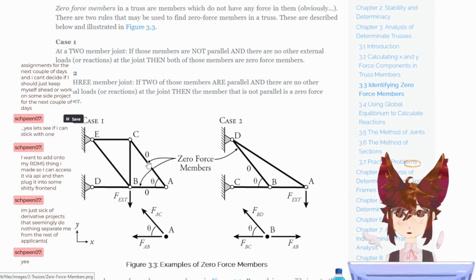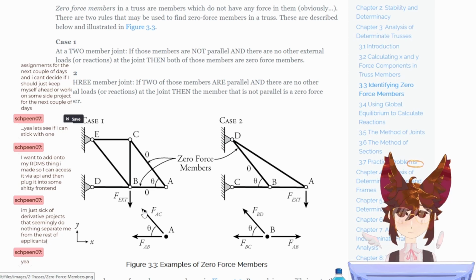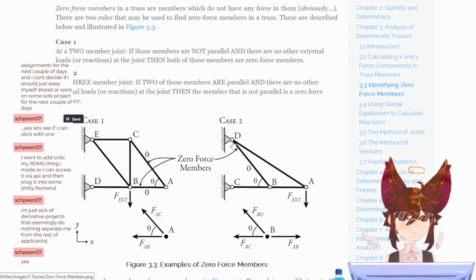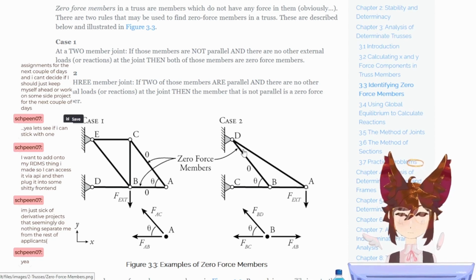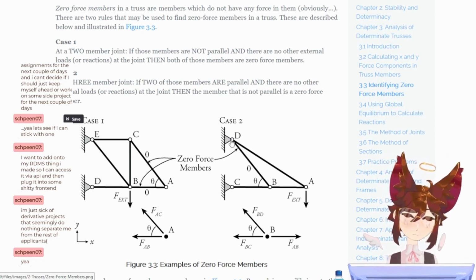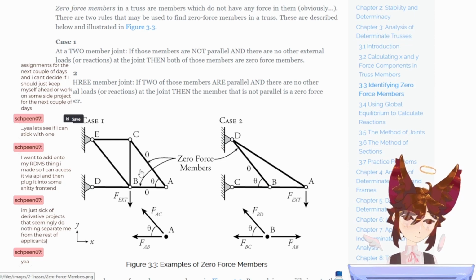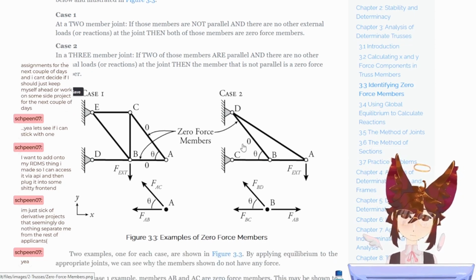So here, yeah, this and this. And there's no load. Yeah, because this plus this will be 0, but this one will be 0, so then this has to be equal to 0. And then this one's a 0 force member? Wait, what? Wait, but there's an external load there, huh? Okay, these two I get, this one.